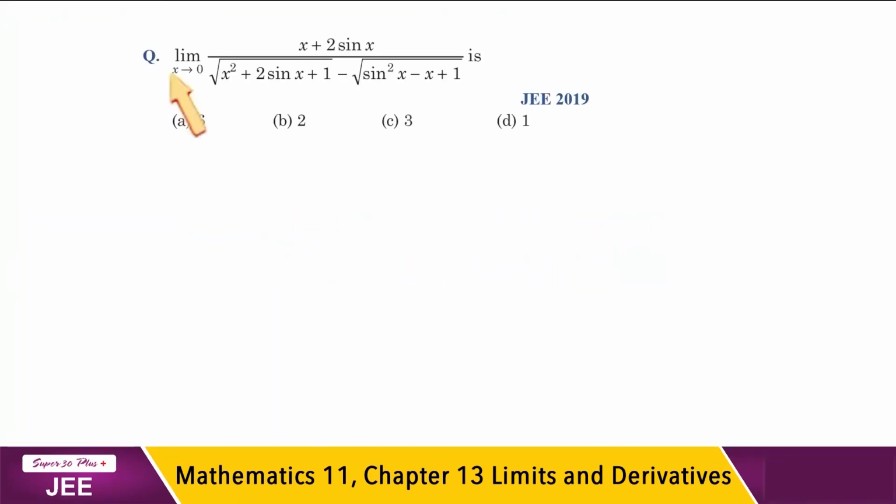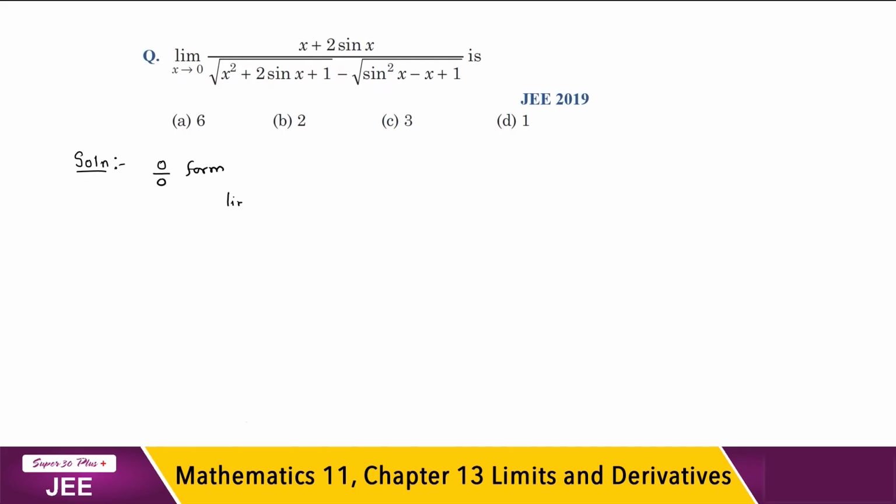So let's begin. First question says limit x tending to 0, x plus 2 sin x divided by under root of x square plus 2 sin x plus 1 minus under root of sin square x minus x plus 1. So we will have to evaluate this limit. When x approaches 0, this is basically a limit of the form 0 by 0. Now, upon observing these two terms which are present in square root, we can have an idea or thought process of rationalizing first the given function.